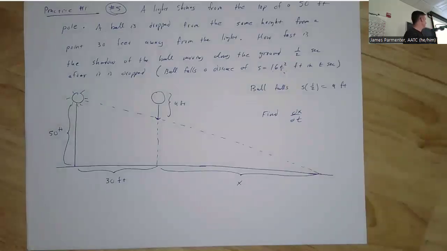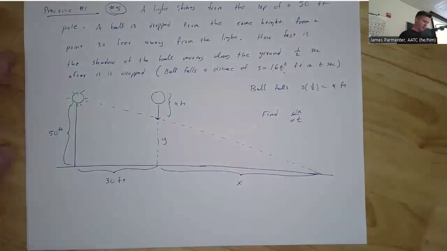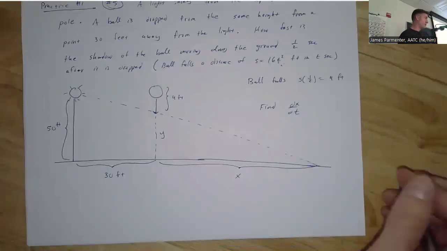Hmm, interesting. This problem feels almost like an extra credit kind of problem. This feels challenging. There's a lot of moving pieces, literally. A lot of moving pieces here to really think about. So let's label the others. I'm going to label this height y because it's also changing. And I see some similar triangles.